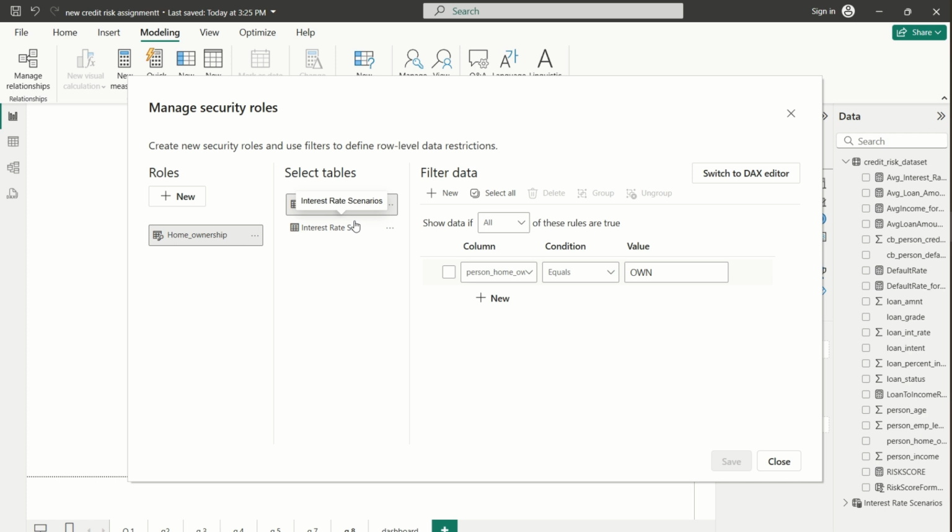Then here you have to select a table. I have chosen the credit risk dataset. Then in the filter section, in column, I have chosen person home ownership. In condition, I have applied equal. In value, I have chosen OWN. Then you have to click on save.